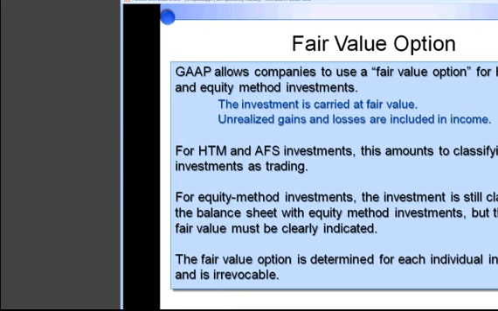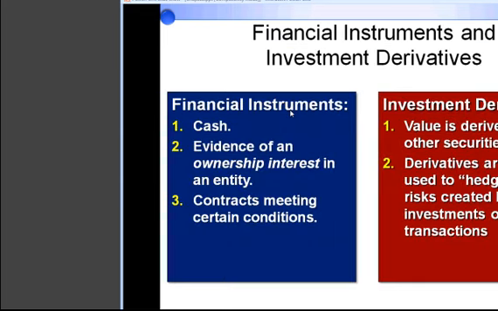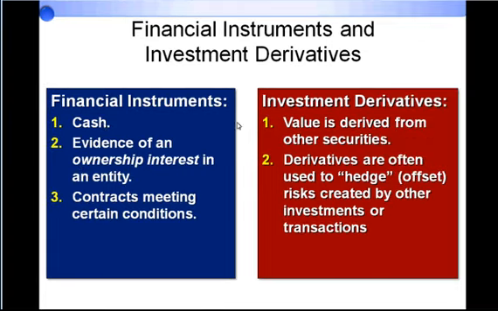Briefly, I guess we'll talk about the difference between normal financial instruments and investment derivatives. Financial instruments, cash is the most common. It's one we don't even think of as an instrument, but the reason it's an instrument is because we can transfer it. Evidence of an ownership interest in an entity. So what we're saying here is stock, generally. And certain contracts can be financial instruments. If you've taken business law, talked about negotiable instruments, negotiable contracts, that's pretty much the same thing there.